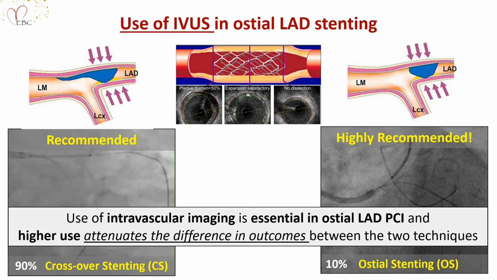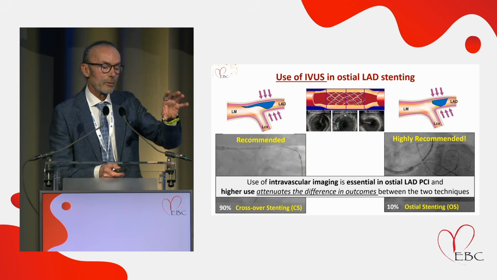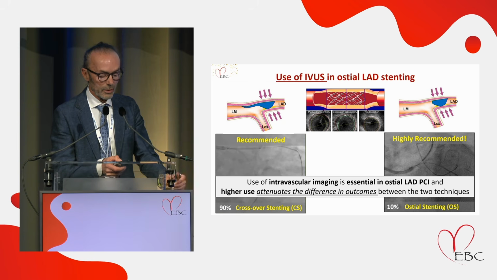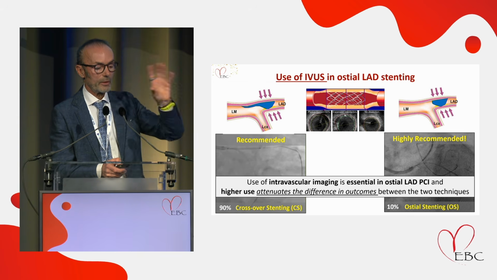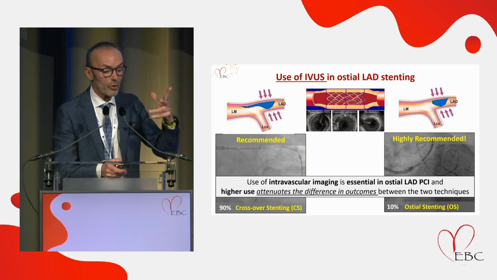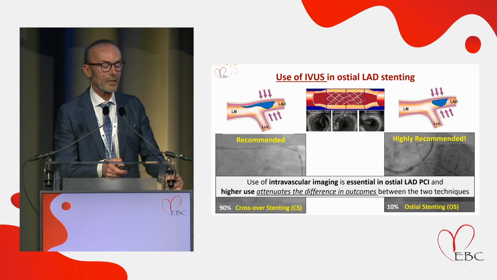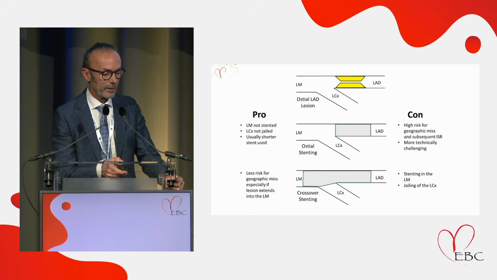So when you have an ostial LAD lesion and you want to do focal stenting, it is more important to check and evaluate that the distal left main is less than 40% cross-sectional area. You can evaluate also by angio, etc. So this is the first message. The majority is crossover to prevent any problem, but if you do ostial stenting, because you have the inclusion criteria in your mind, imaging is highly recommended.